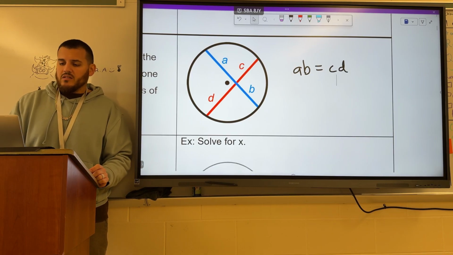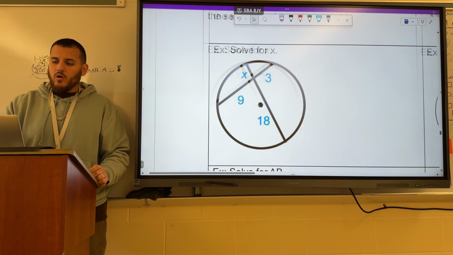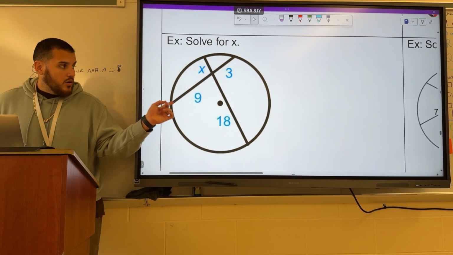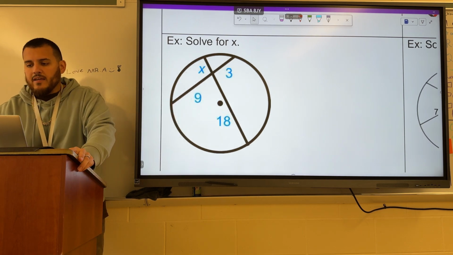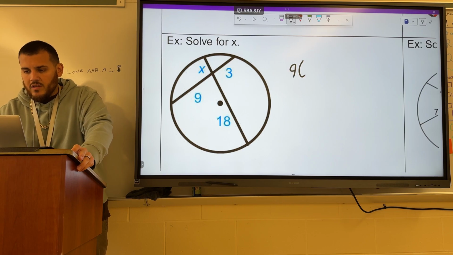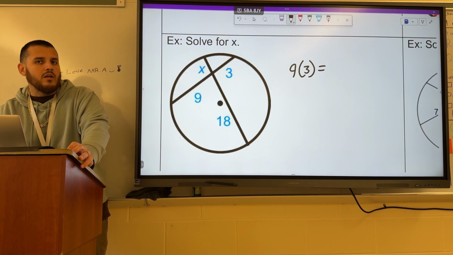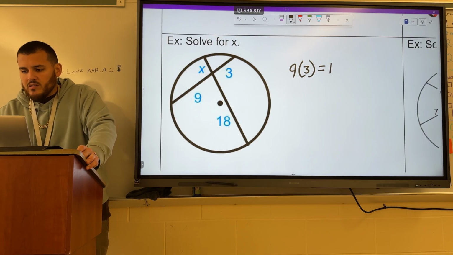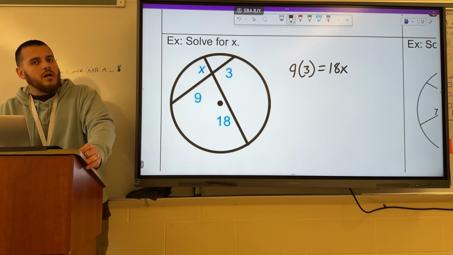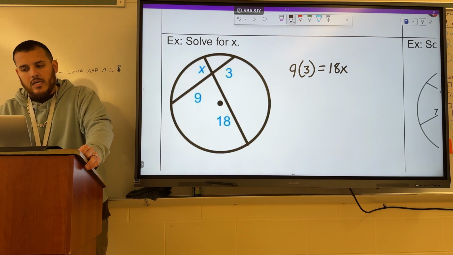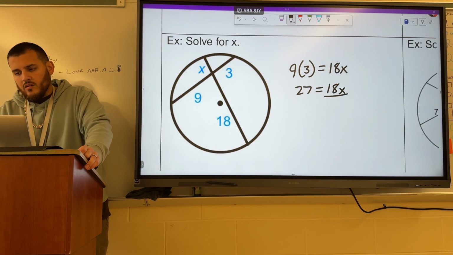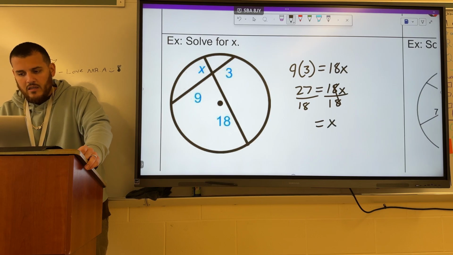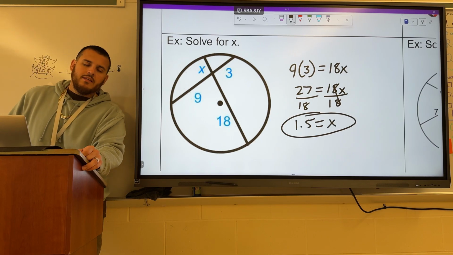Let's see what this looks like in practice. We have two chords here intersecting. One chord is split into a 9 and a 3. The other chord is split into an 18 and an X. And again, the idea here is that the segments from the same chord, 9 and 3, when I get their product, will be equal to the segments of the other chord and their product. 18 times X would be written as 18X. 9 times 3 is 27, and I can get X alone by dividing both sides by 18. And I'll get X equals 1.5 in this example.